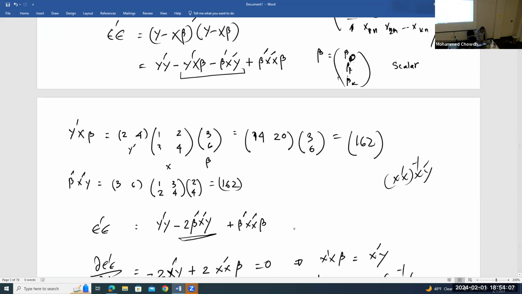That is why I convinced you these things are the same. That is why I took an example here: y prime X beta, and then I take beta prime X prime y. I multiply those things and come up with the same thing, 162, 162. That means it is a scalar.